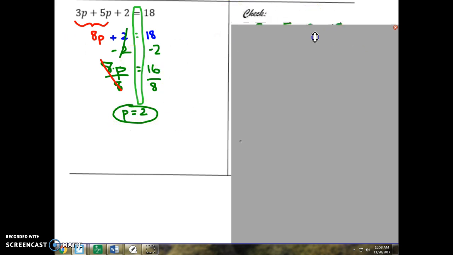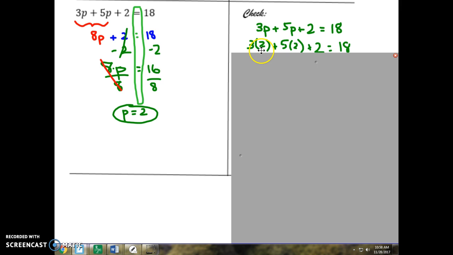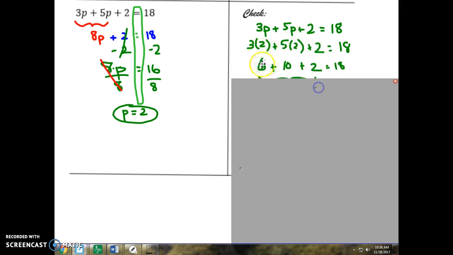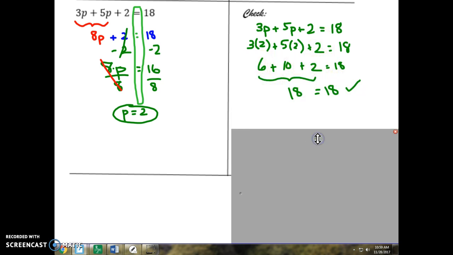Checking, remember, you are using the original equation. I know it takes a little bit more work, but it is super, super important so you don't mess up at this point. So 3 times your answer of 2 plus 5 times your answer of 2 gives you 6 plus 10. And then, of course, when you add that all up, you do get 18 balanced out to equal 18. You know this is a good answer.